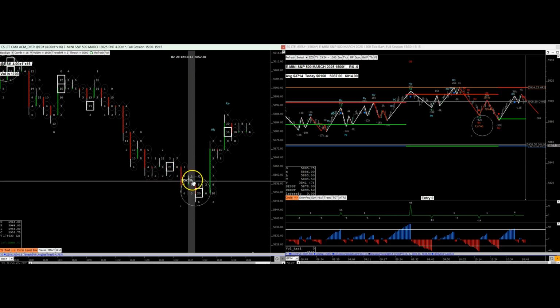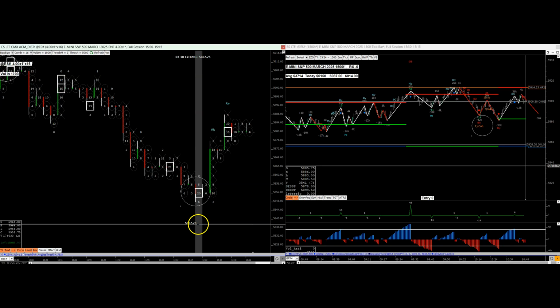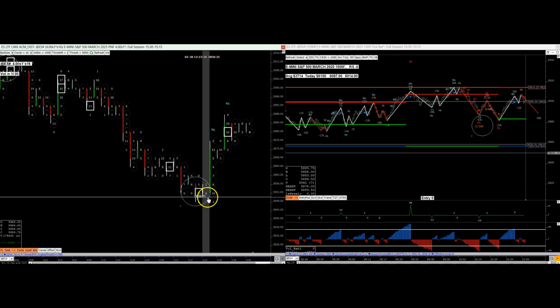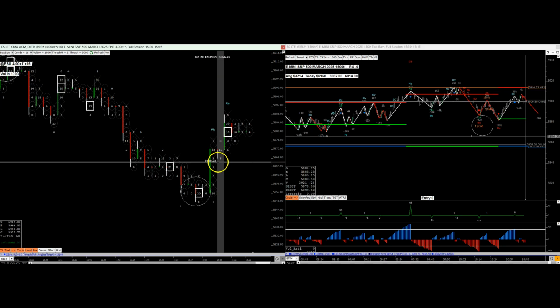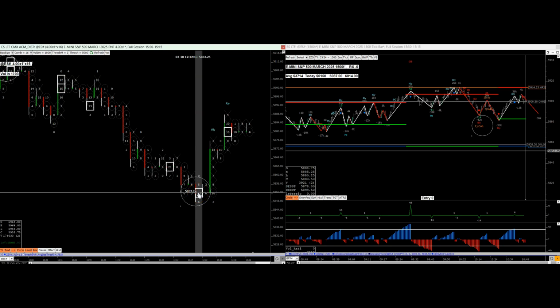Here, all this volume cannot follow through and instead goes in the opposite direction sharply with a rally. That tells me this is accumulation.